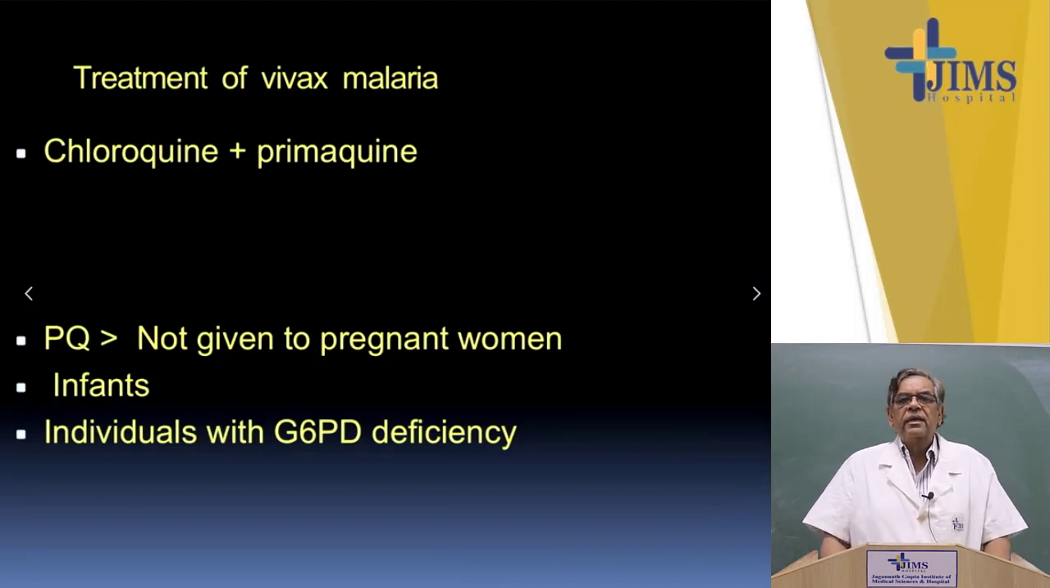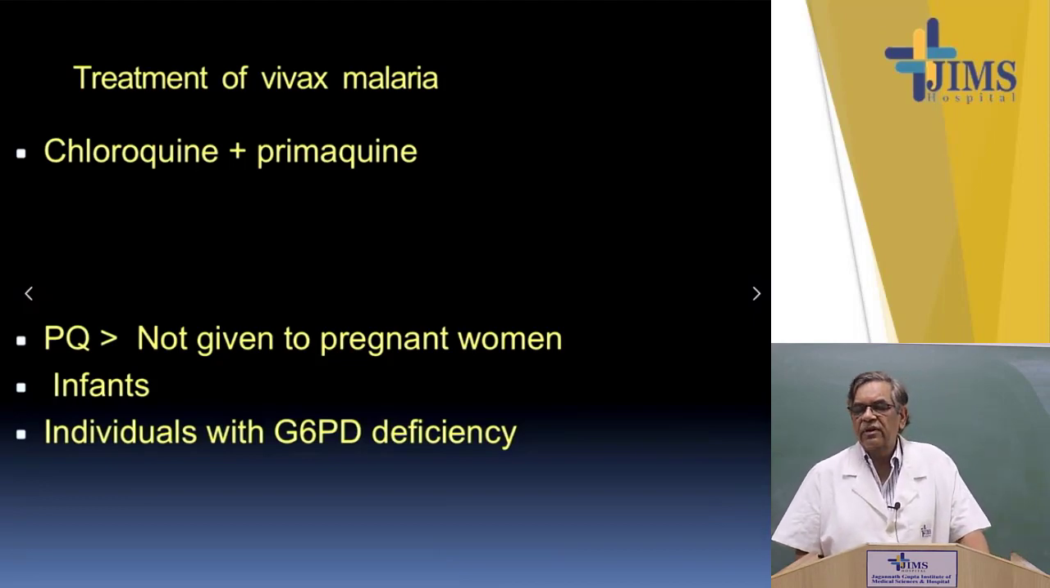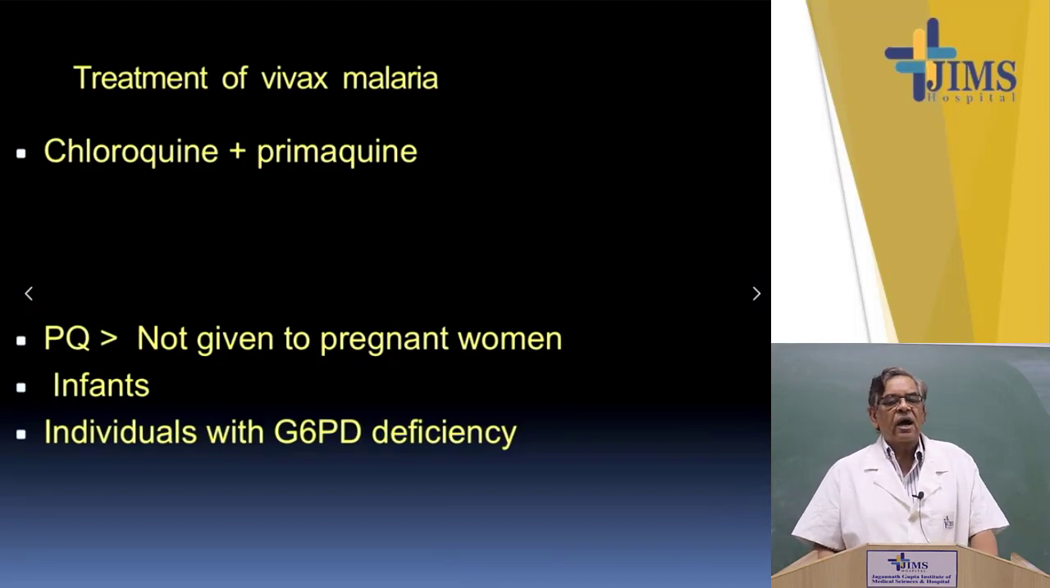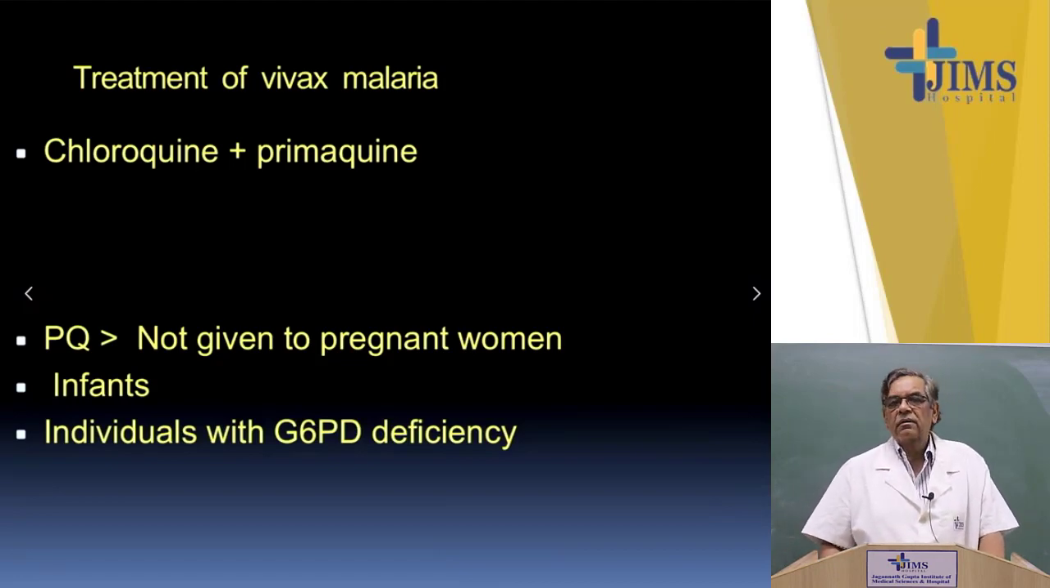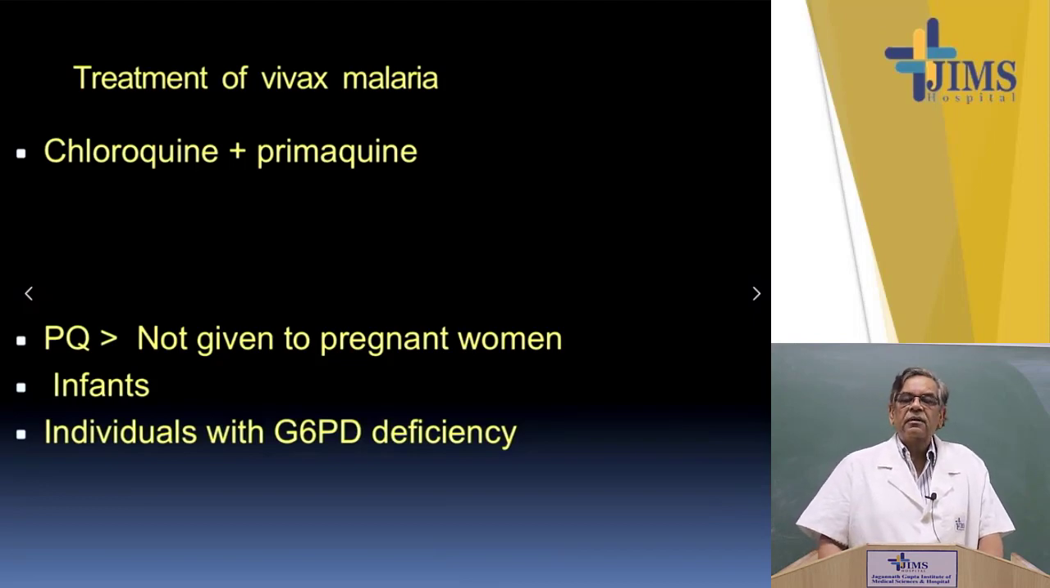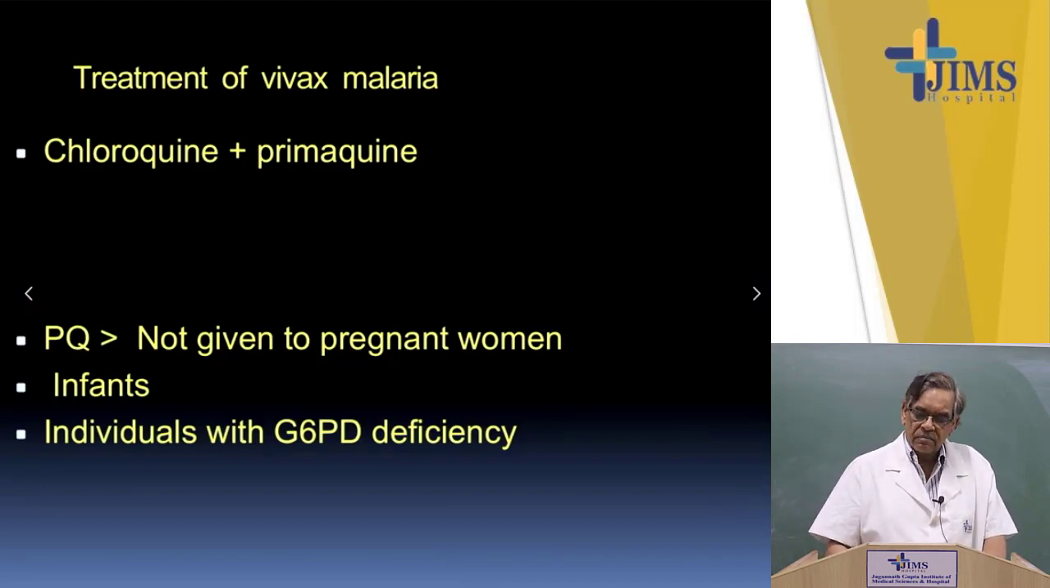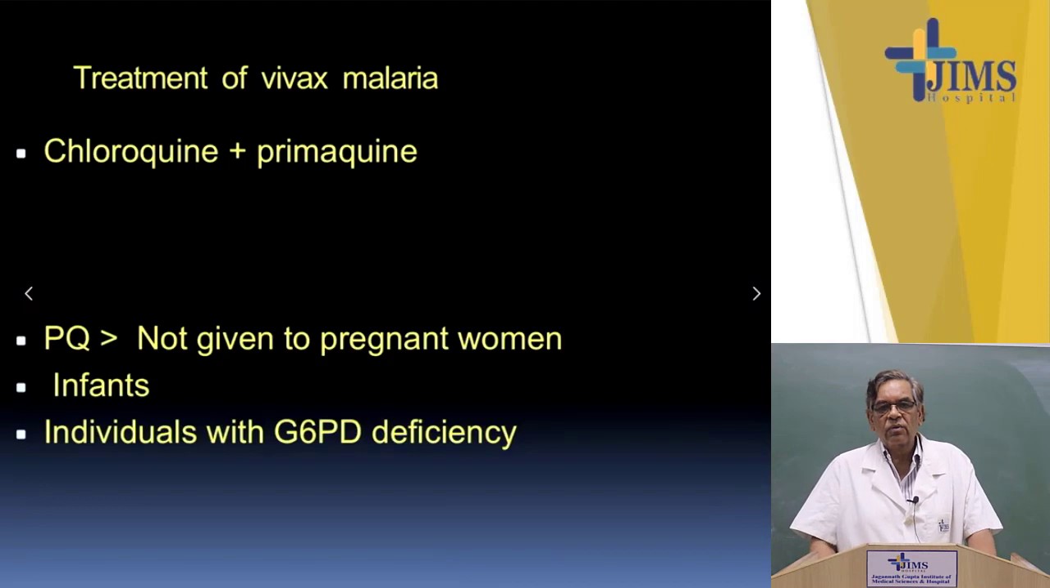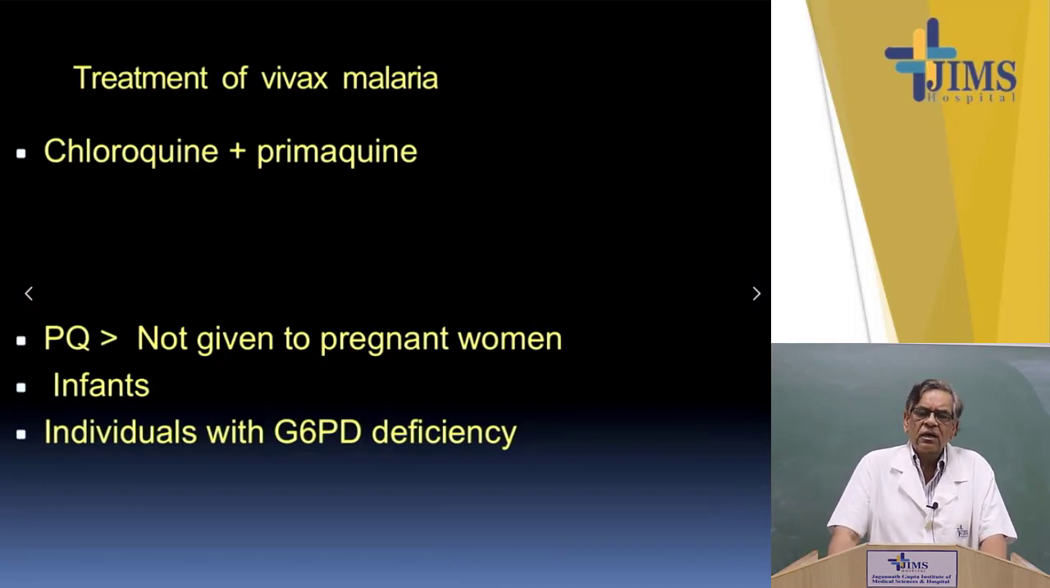So what do we do? In a case, we send the person for an RDT or blood microscopy, a smear test, to see the type of parasites in the blood. If it is a case of Plasmodium vivax malaria, what do we do? We give a course of chloroquine for how many days? 3 days. And we give a course of primaquine. For how many days? 14 days.